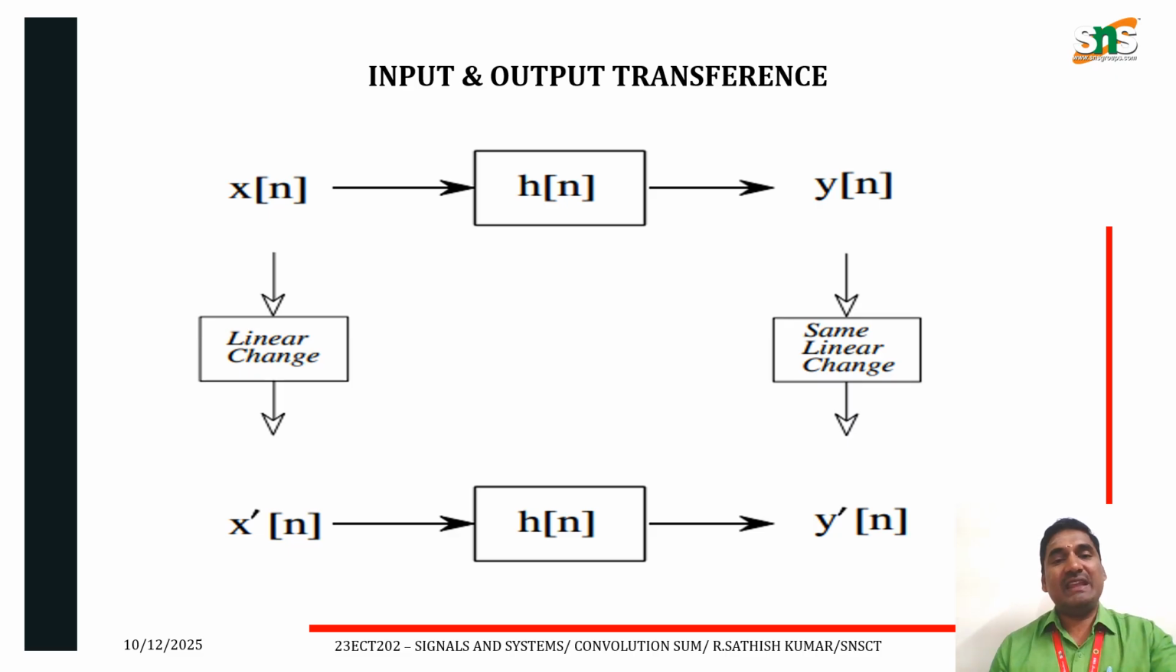Next one, this is the input and output transference. X of n, we can produce output as x dash of n. Again, that can be multiplied with h of n, which can produce output as y of n. By using the same linearity, we can get the output y dash of n also.